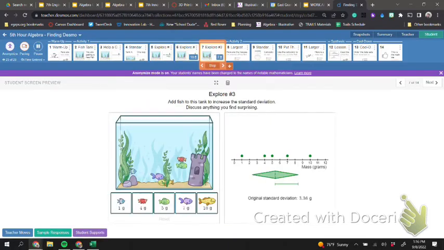So next, you are going to have this fish tank you're starting with, and you need to try to increase the standard deviation. So what I'm going to choose to do is I'm thinking like this is the middle somewhere in here, and I need to increase it. So I need far from middle. So what should I add to get far from middle, you think?